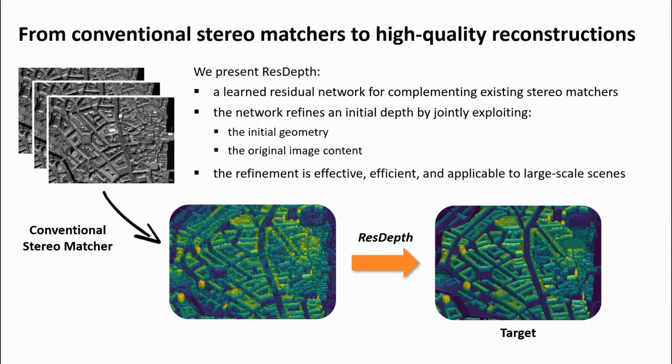Conventional stereo methods produce passable reconstructions of a scene but may suffer from local biases and errors. In this work, we propose a residual learning approach to complement existing stereo methods rather than learning the entire stereo reconstruction in an end-to-end manner. The idea is simple. First, obtain an initial, approximate reconstruction with your favorite stereo matcher. Then, refine it by predicting a residual correction for every height value with a deep network.